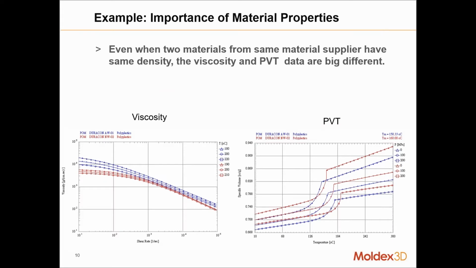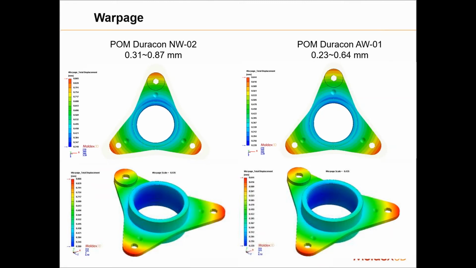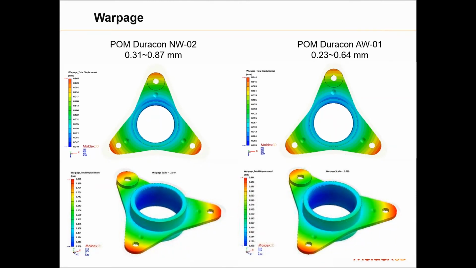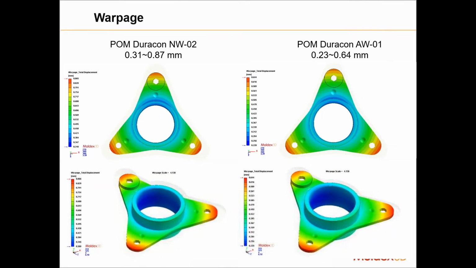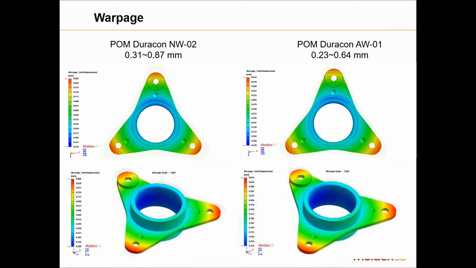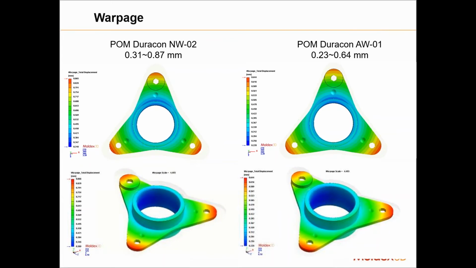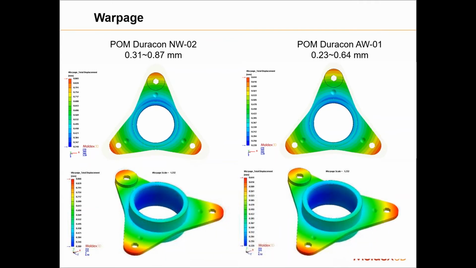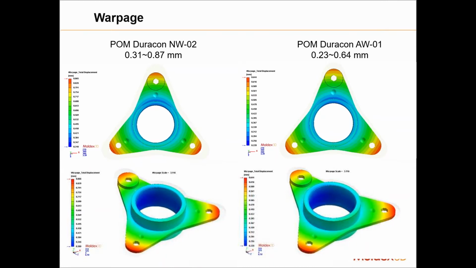So take this as an example. You are looking at two materials from the same material supplier, and you do find a slight difference in viscosity and PVT also. So the blue curves indicate one material, the red curves indicate another material. Now, when simulations are run with both these material data, you find that the warpage predictions, even though the trend is the same, there is a difference in the magnitude. And these are the kind of things that can affect your overall accuracy of warp predictions when you compare with reality.